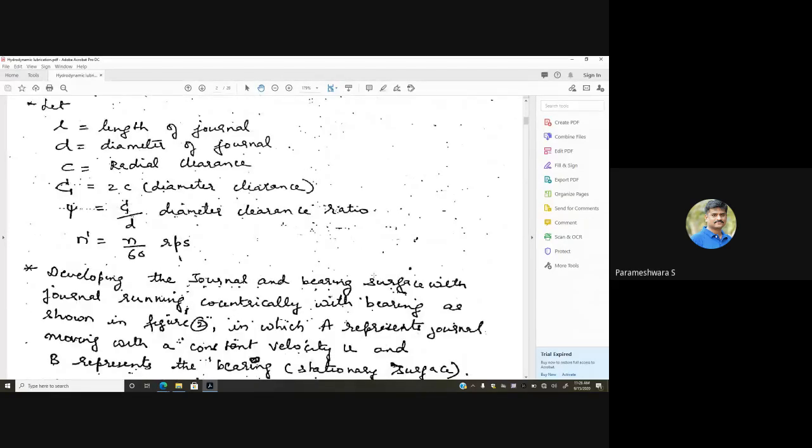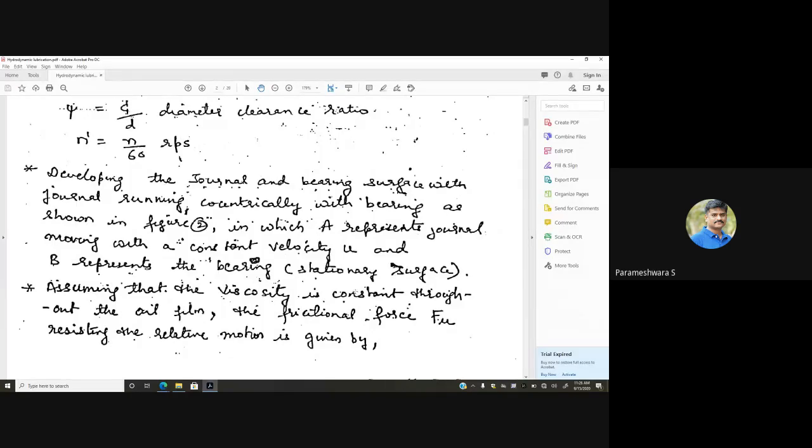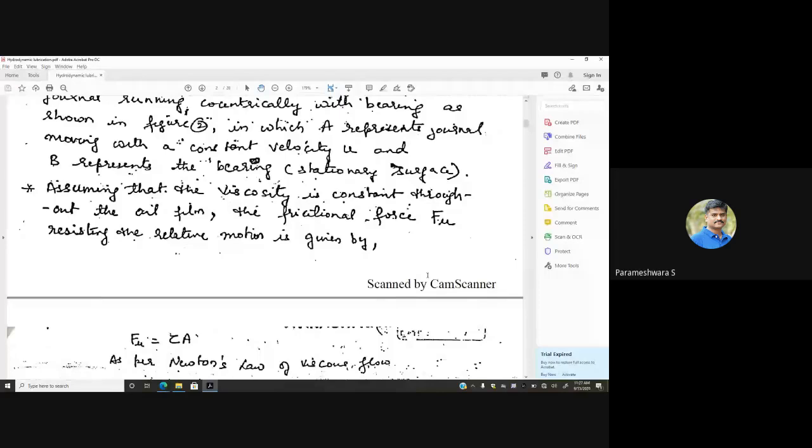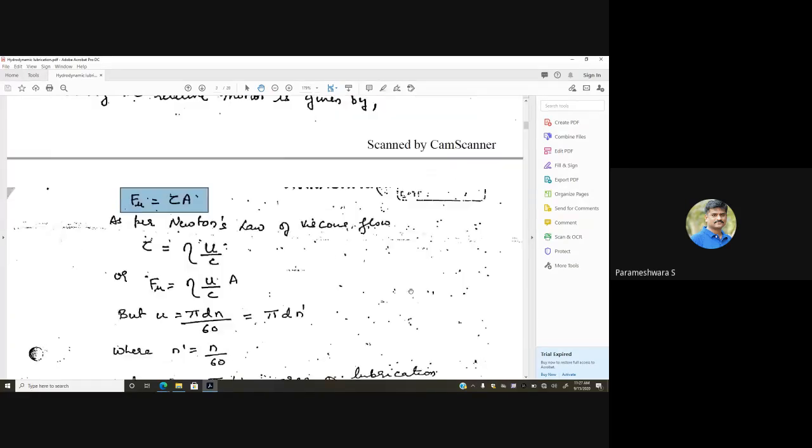So developing the journal and the bearing surface, with the journal running concentrically with the bearing as shown in the figure, in which A represents the journal that moves with constant velocity U, and B represents the bearing surface, that is the stationary surface. Also assuming that the viscosity is constant throughout the oil film, consider F mu as the frictional force induced in the journal resisting the relative motion. This frictional force is given by F mu is equal to tau into A, where tau is the shear stress and A is the area of cross section.